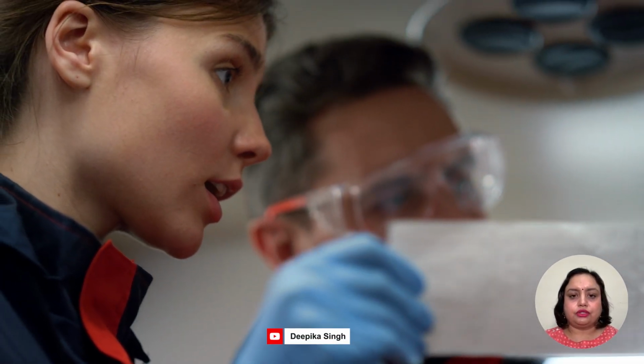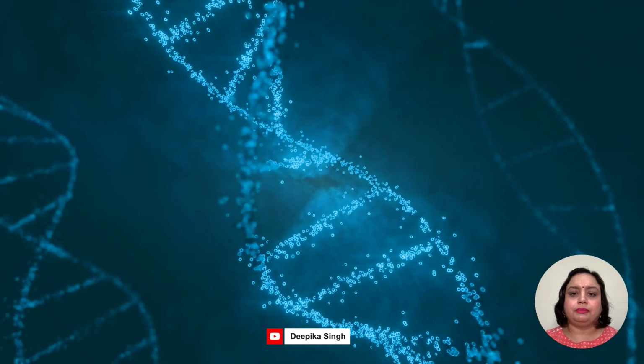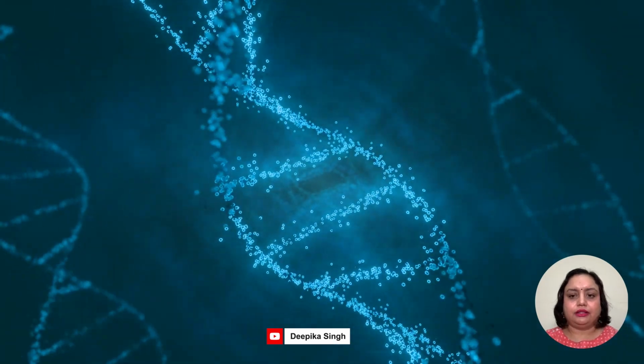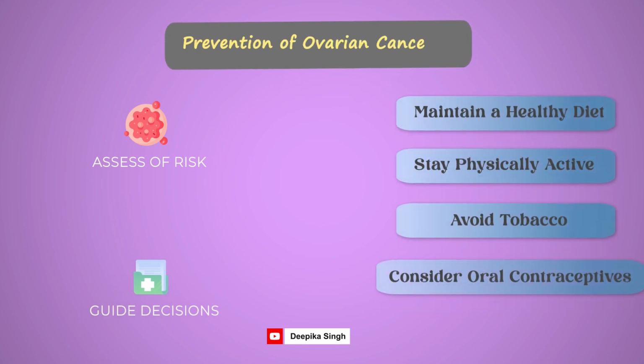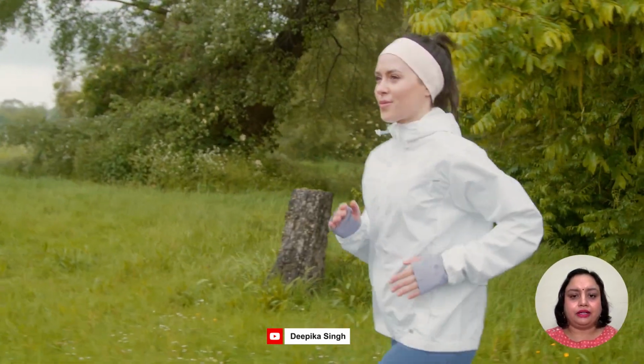Genetic counseling and testing for those with a family history of ovarian cancer or known BRCA mutations can help to assess the risk and guide decisions regarding prevention of ovarian cancer. The last and most important is a healthy lifestyle. That is very important in preventing ovarian cancer.